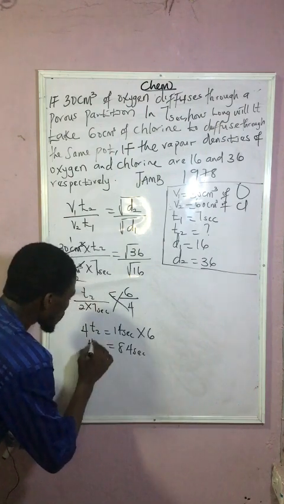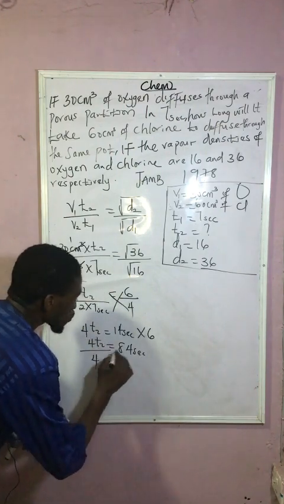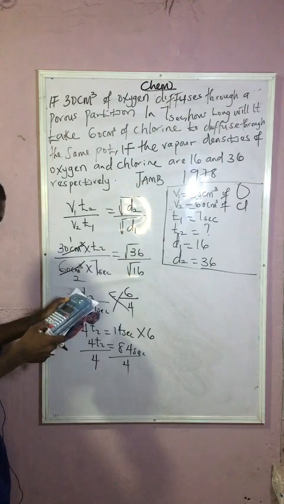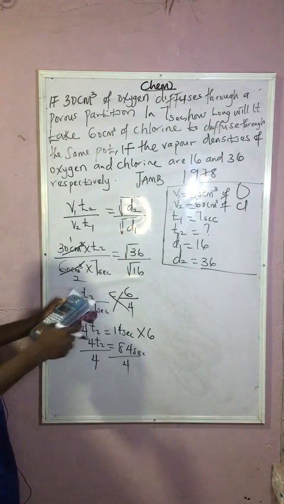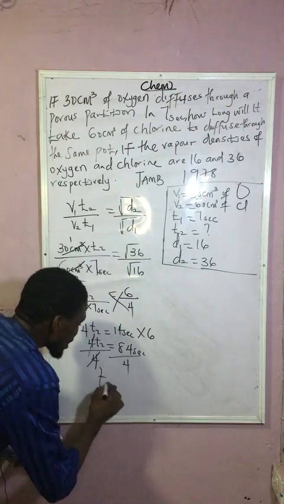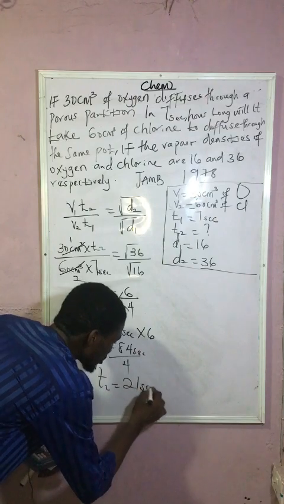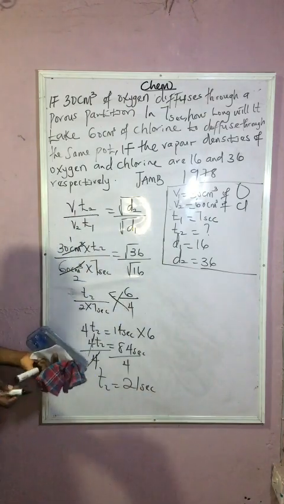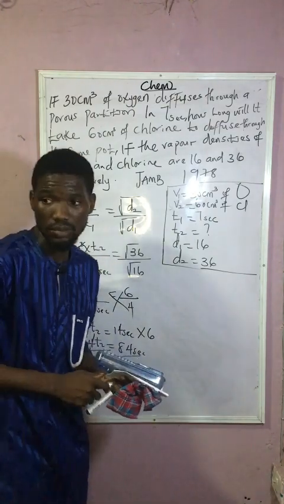And here we have 4 T2. So divide both sides by 4. This cancels this, so our T2 is 21 seconds. You can see, as simple as that.